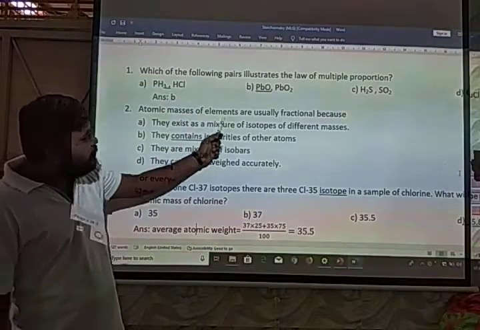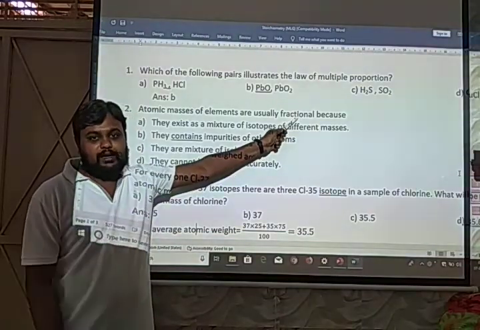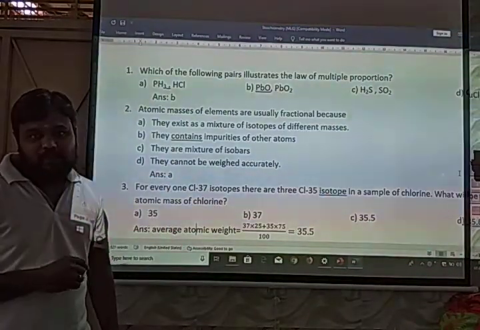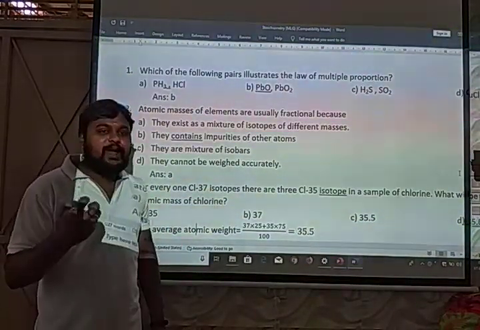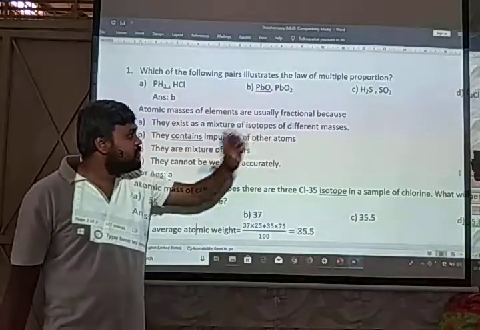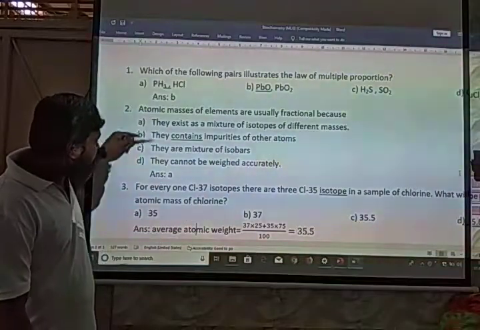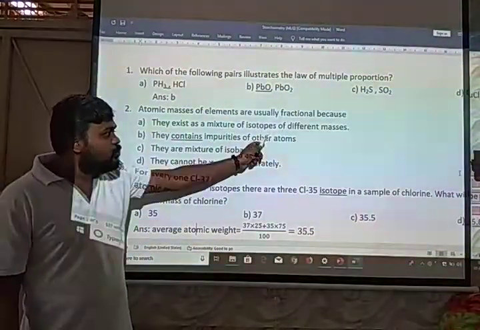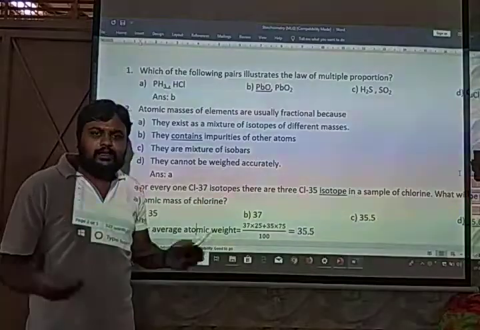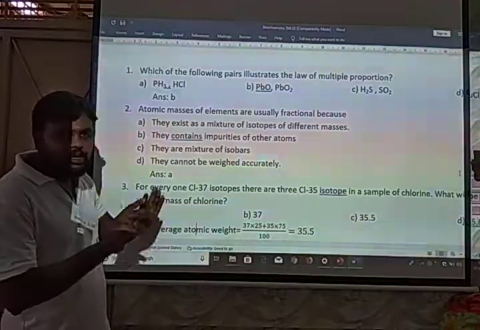Atomic masses of elements are usually fractional. Fractional means decimal. If you take the chlorine atom, its atomic weight is 35.5. So why are fractional atomic weights possible for an element? That is the question asked here. The options: they exist as a mixture of isotopes of different masses; they contain impurity of other atoms. The presence of impurity doesn't change the atomic weight of a substance, so option B is not the correct answer.